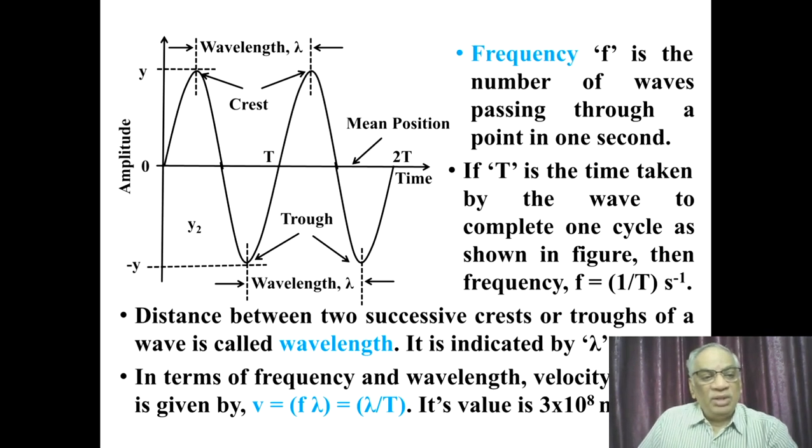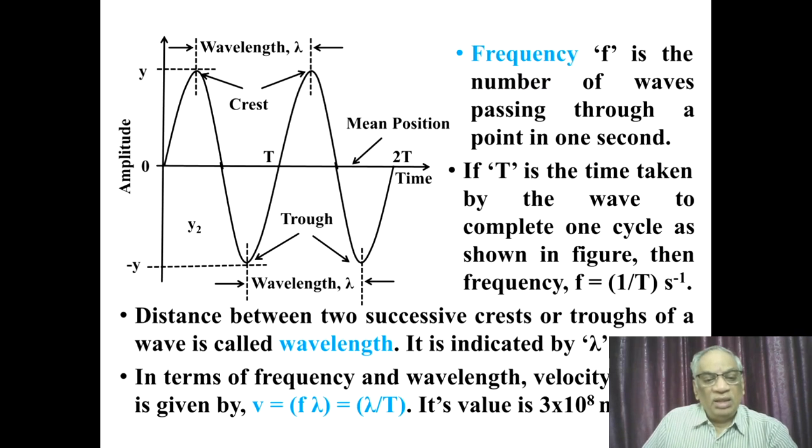Starting from a mean position, going to maximum position in one direction and then coming to mean position, again going to maximum position in the reverse direction and then coming back to mean position, this comprises one full wave. The time taken by the wave to complete one cycle is known as time period T. And frequency is the number of waves passing through a point in 1 second. So if T is the time taken to complete one cycle, then the frequency will be the inverse of T, that is 1 by T, and its unit is per second, that is s to the power of minus 1.